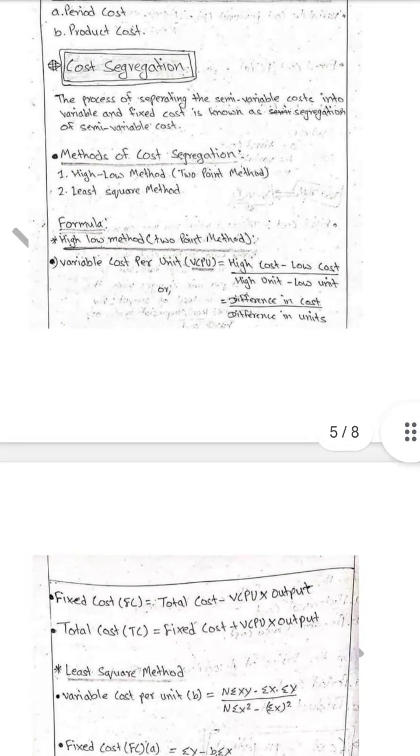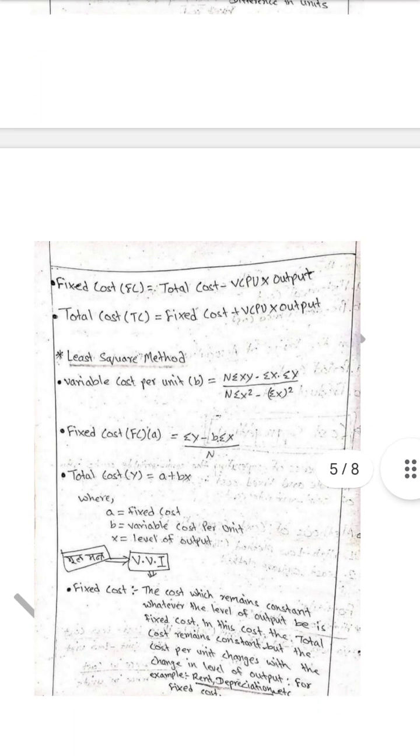Methods of cost segregation: high-low method, 2-point method, 2 मा least square method. Formula मा छ high-low method, 2-point method मा चाहिँ variable cost per unit, VCPU is equal to high cost minus low cost, high unit minus low unit. अनि difference in cost र difference in unit हुन्छ.